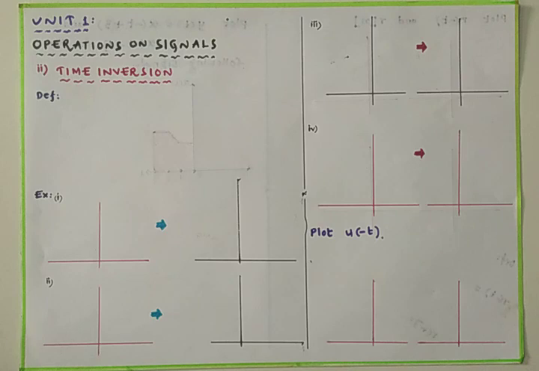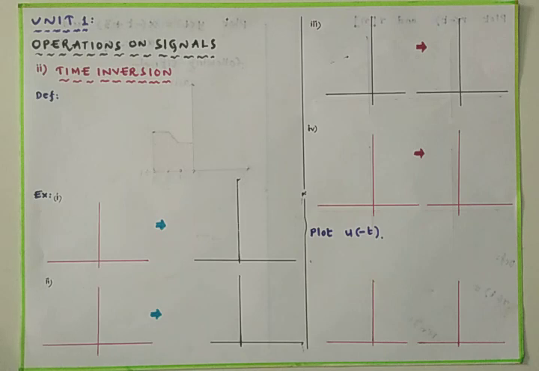In this class, I am going to talk about one more important operation which can be performed on a signal, and that is the time inversion operation. There are three operations that can be performed: one is the time shifting operation, another is the time inversion operation, and another is the time scaling operation. From these three operations on signals, we can expect one long answer question.